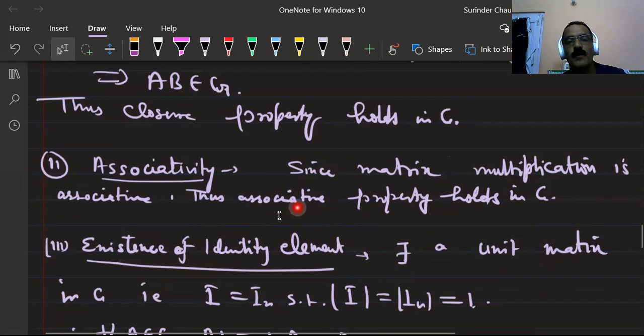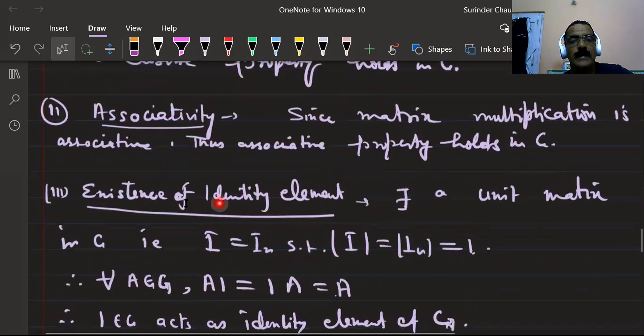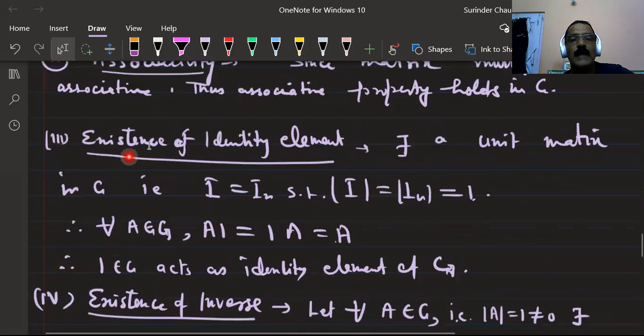You can show it. If you take A, B and C belonging to G, then determinant of A into B, you can show this easily.